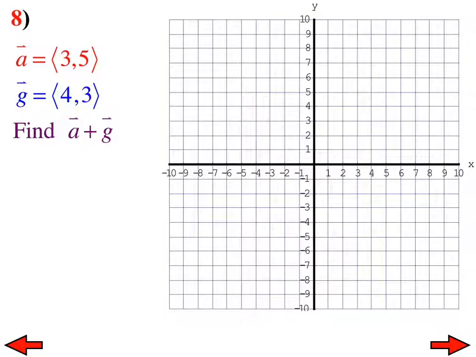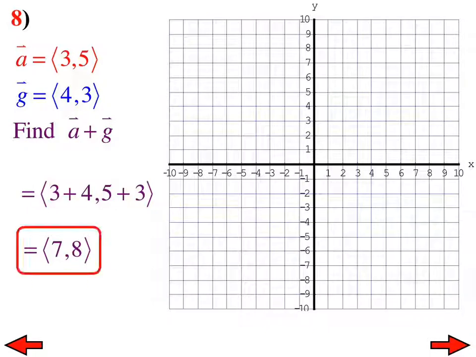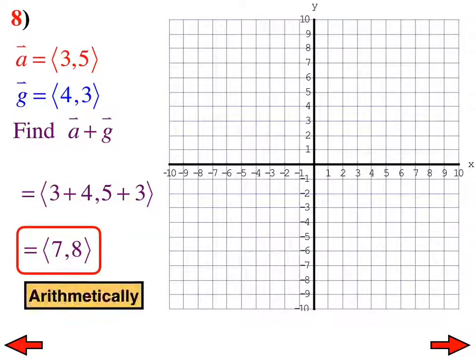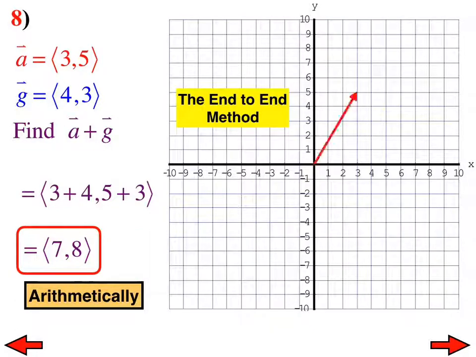All right, let's take a look at number 8. First of all, arithmetically, 3 plus 4 is 7, 5 plus 3 is 8. So in component form, vector A plus vector G is 7, 8. Graphically, we start at the origin, go to 3, 5, and then from there, go 4 in the x direction, 3 in the y direction. So in other words, 4 to the right, 3 up. And that's where we should end. And then don't forget to draw your resultant vector, which looks like that.